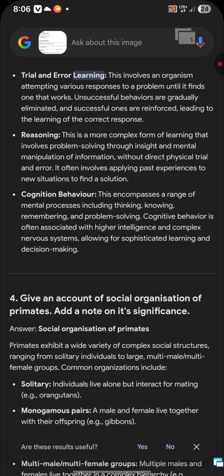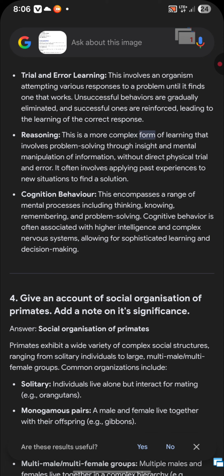1. Trial and error learning. This involves an organism attempting various responses to a problem until it finds one that works. Unsuccessful behaviors are gradually eliminated, and successful ones are reinforced, leading to the learning of the correct response. 2. Reasoning.